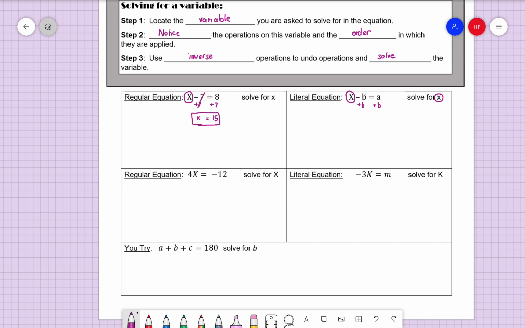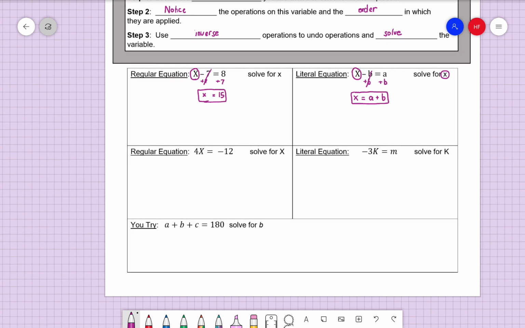So here, minus b plus b, that's going to cancel out. x will equal a plus b. We don't know if we can combine those because they're different letters. So we cannot say ab. That's multiplication. The operation between them is addition, so we keep it that way. So my variable x is equal to the two variables a plus b.